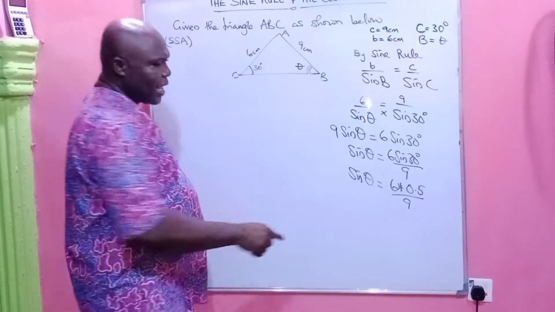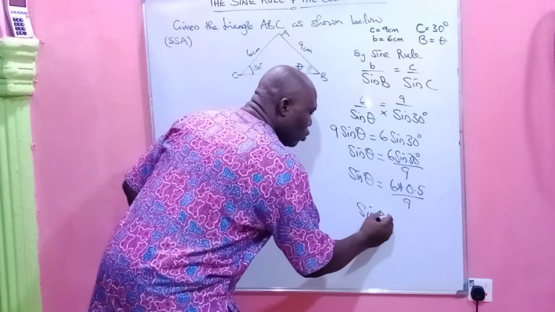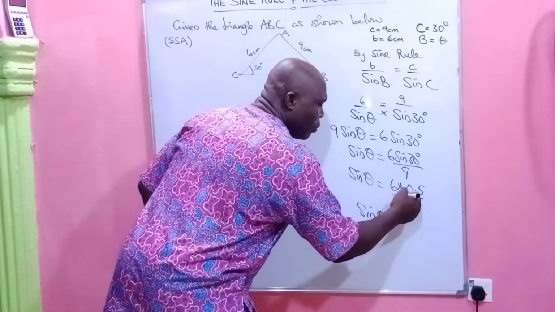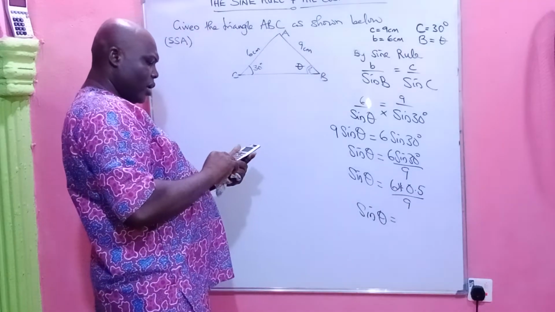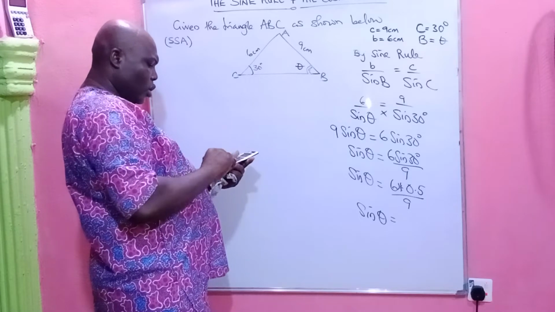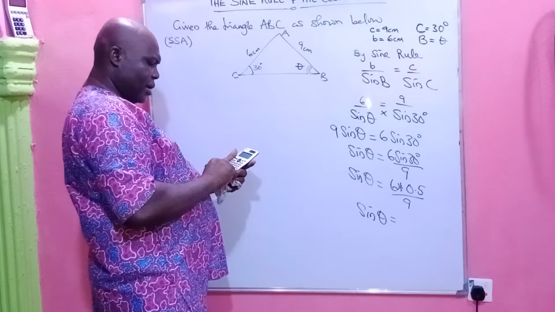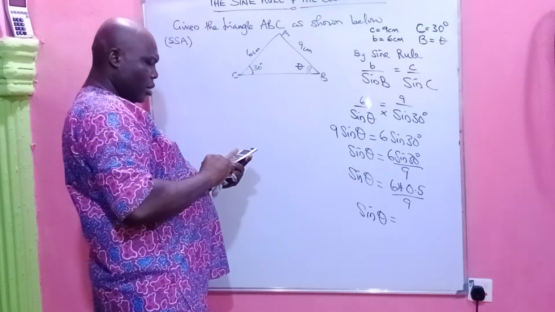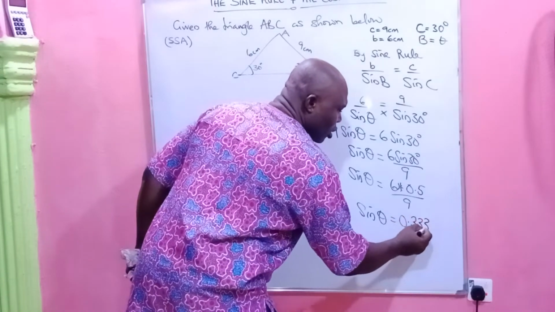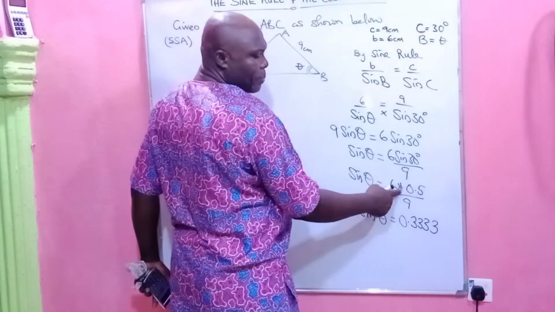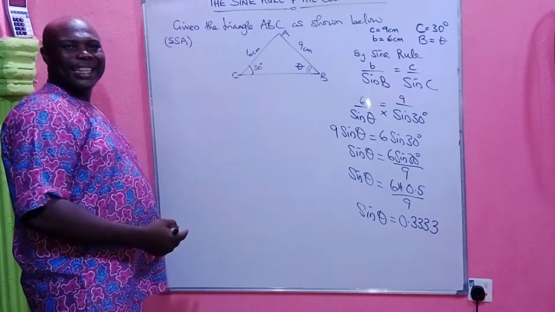So 0.5 times 6 will give us 3. So the sine of theta is 6 times 0.5, which gives us 3, so 3 divided by 9, which is 0.3333. So what we did is take 6, multiply by 0.5, and then divide the result by 9. That will give us 0.333.